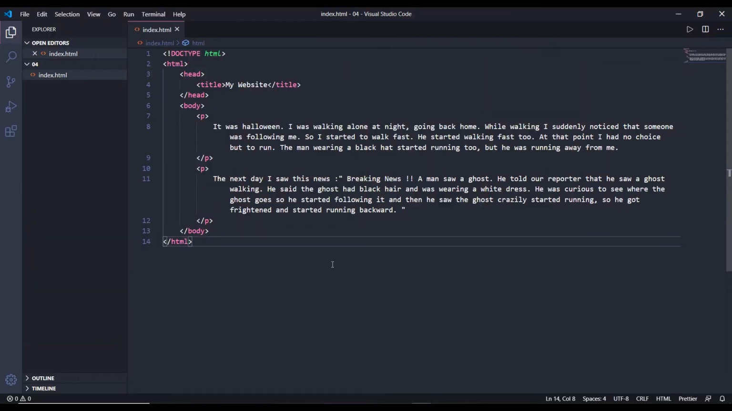This is Maisha here. Today we're going to learn about the bold tag, the emphasize tag, and the strong tag.